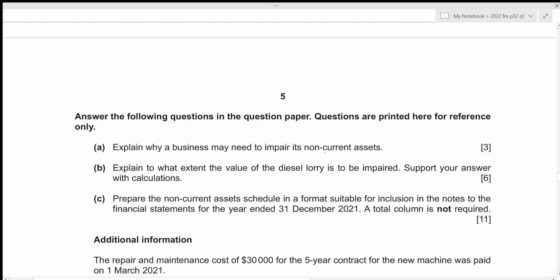Okay, so the very first reason why a business may need to impair its non-current assets would be according to the prudence concept. And this is done so that the value of the assets is not overstated. And the next reason could be to ensure that the financial statements show a true and fair view. And businesses also need to impair its non-current assets according to IAS 36, which deals with impairment of assets. And this is done to ensure that the carrying amount of assets does not exceed their recoverable amount. So let's write those reasons down.